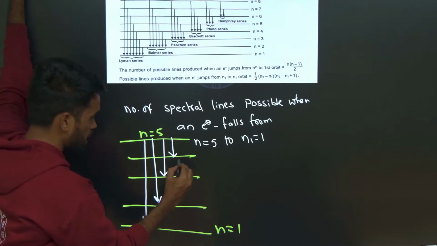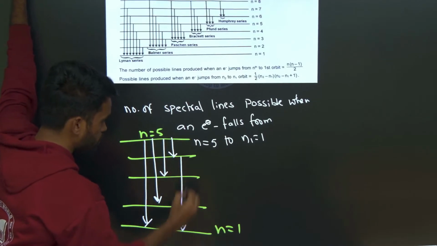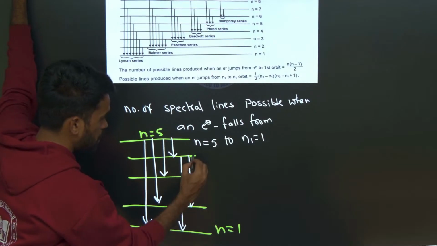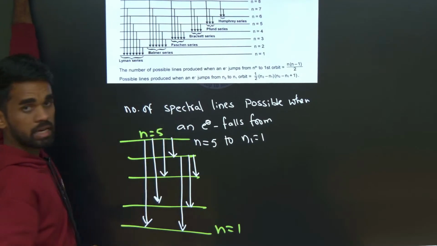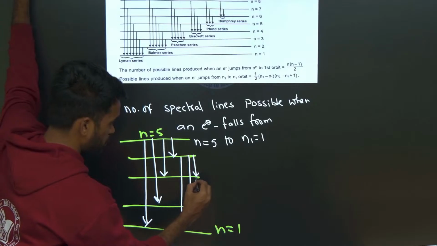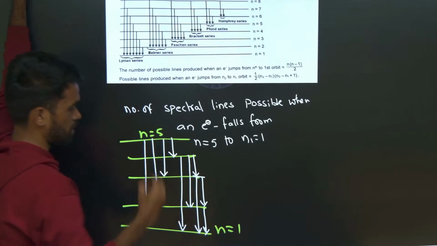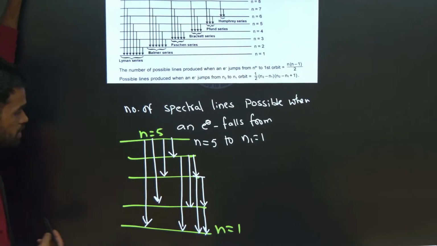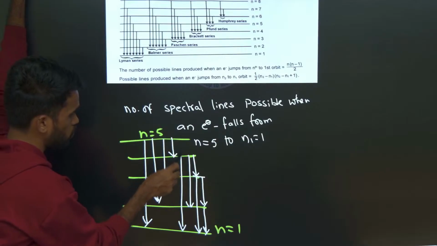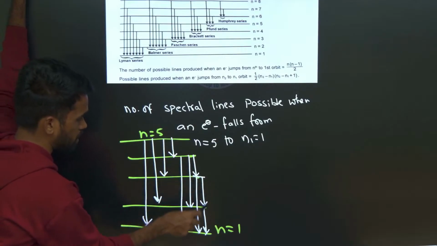Okay, and again from 4 to 1 directly, or 4 to 3 directly, or 2 directly, like this we can write. And from here directly to the first, or to this second level, and then to the first level. Like this, how many lines we got? Check once. 1, 2, 3, 4, 5, 6, 7, 8, 9, 10 lines we got.